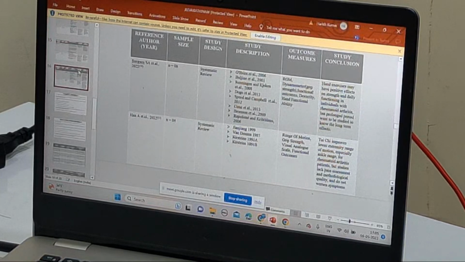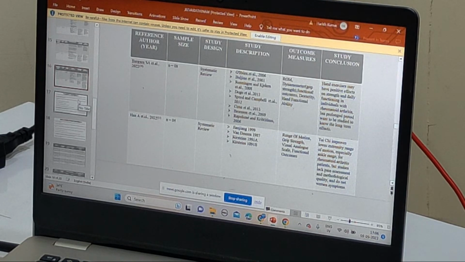Next, the systematic reviews. First of all, the systematic review by Bergstra and others reviewed 8 studies from the year 2000 to 2014 on hand exercise therapy for RA. It showed improved function without worsening of pain or disease activity. Longer intensive therapy yields better results. Specific exercise types require more research.